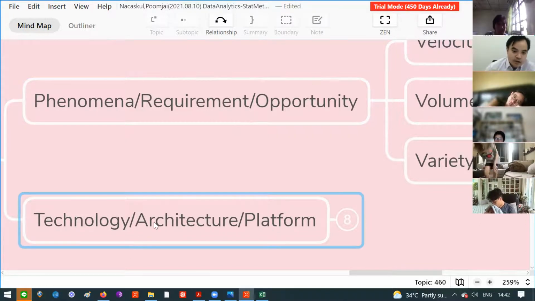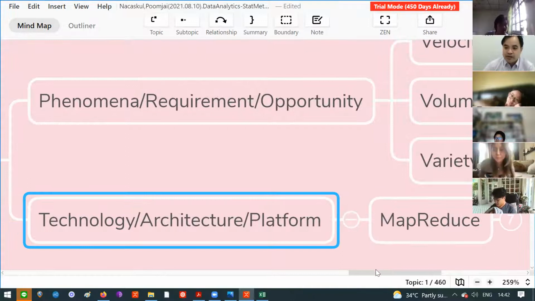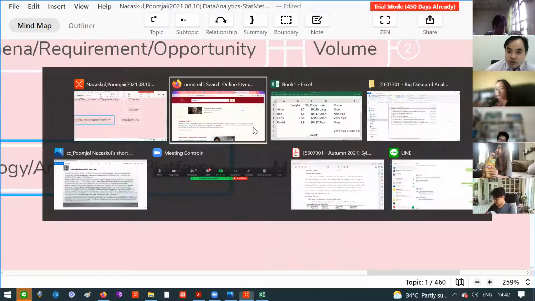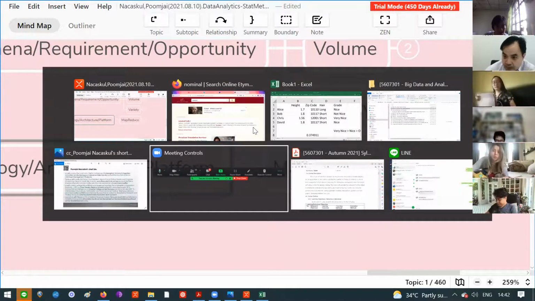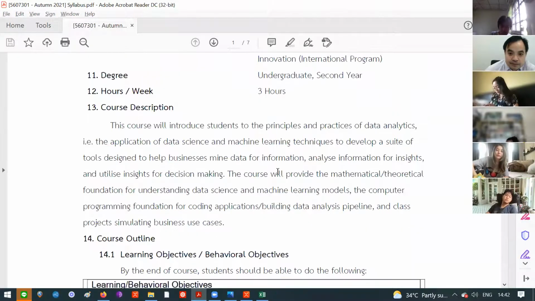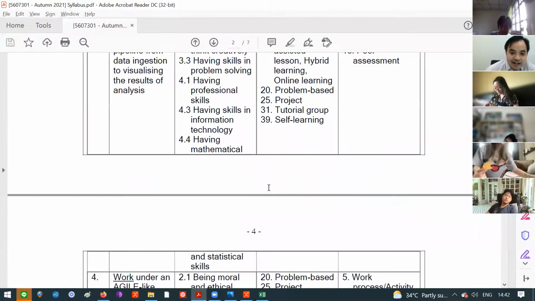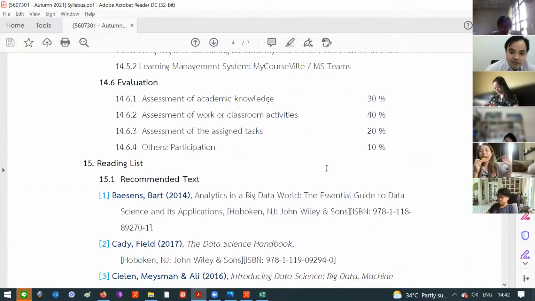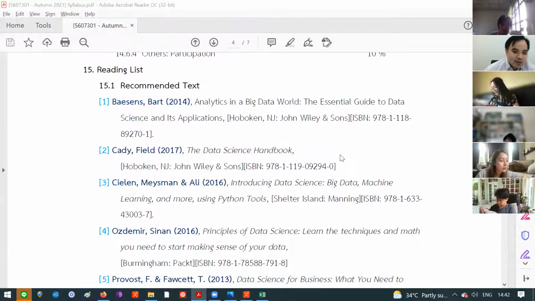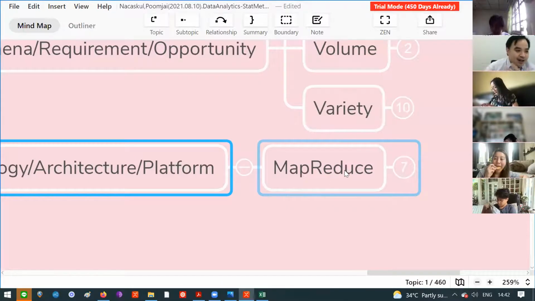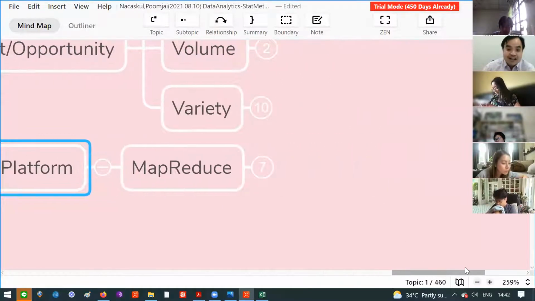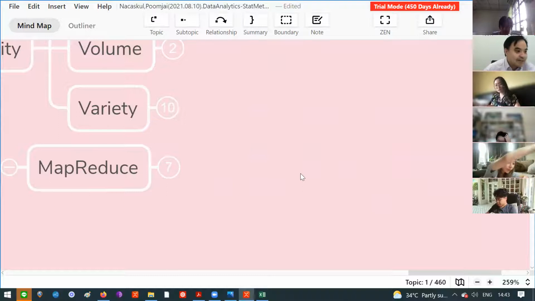Anyway, those are technological problems, but I would just give you some words. If you go to the class syllabus, remember I mentioned this book? This book is a very nice read that gives you a tour of what's involved. It's a handbook, quite practical. It gives you a lot of understanding of the technology that is needed. So one of the things that you need is called map reduce. It's a very big thing.